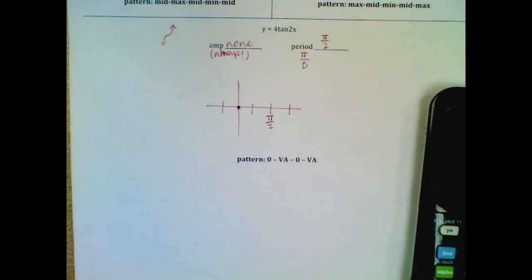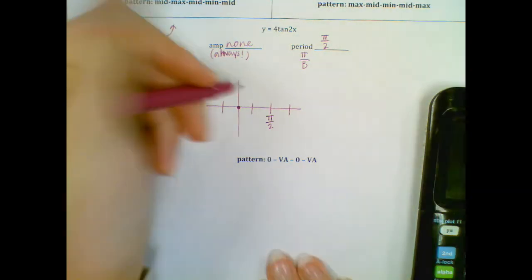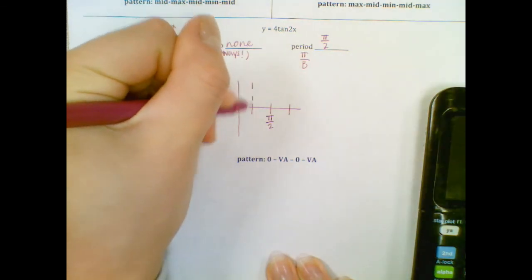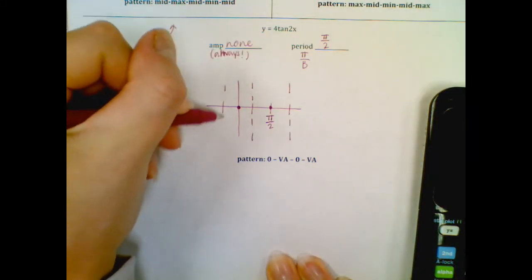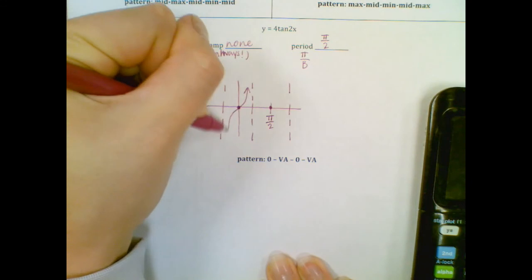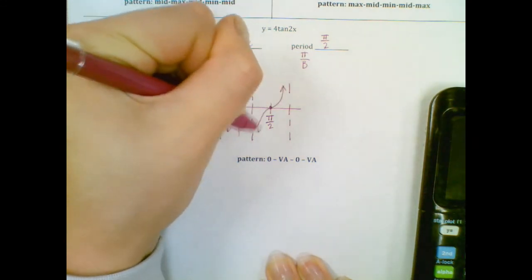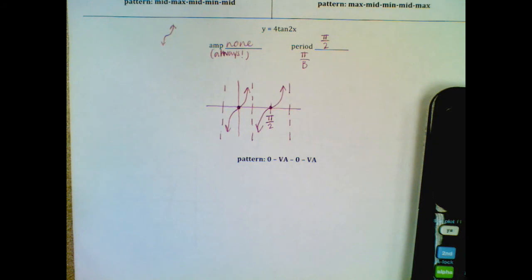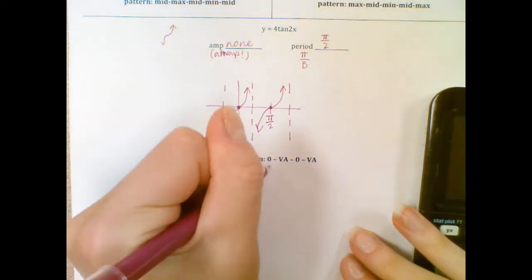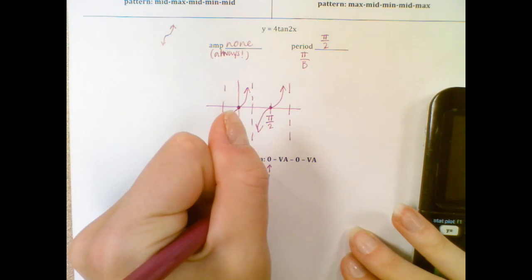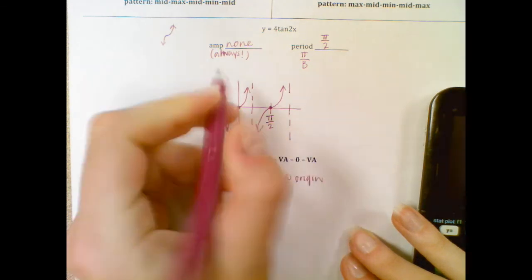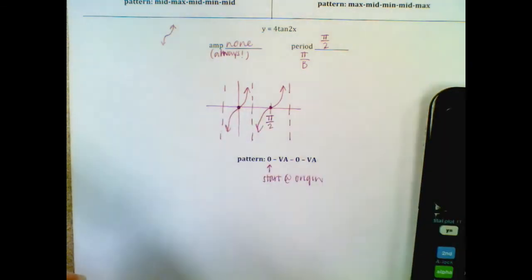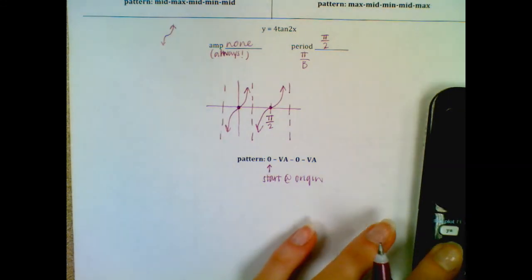Okay. Then, sorry, just checking something. Yep. Okay. So then we go 0, vertical asymptote, 0, vertical asymptote, which means this is a vertical asymptote. And then you just connect and make a nice pretty graph. All right, so this is starting at the origin. Zero, vertical asymptote, 0, vertical asymptote. All right, make sure you draw on that vertical asymptote over there.